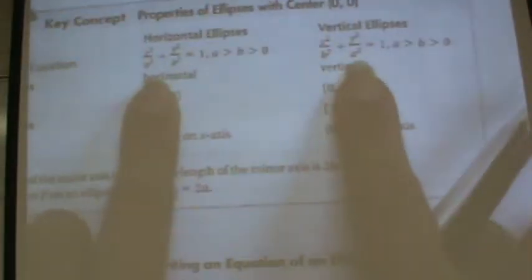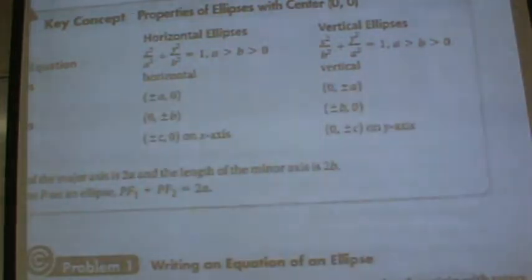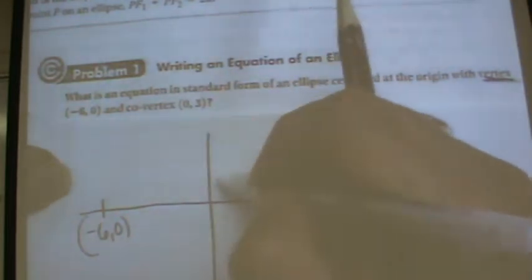So I talked about the two different orientations. A and B are going to flip-flop. So, check out this first example. It says, what is the equation in standard form of an ellipse centered at the origin with a vertex? I always like to draw what they give me. If I have a vertex at -6, 0, and a co-vertex at 0, 3, and the center is at 0, 0, this is my ellipse.